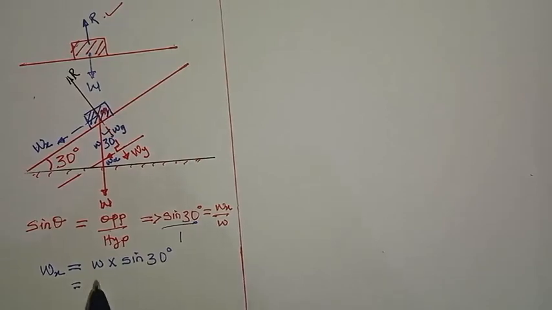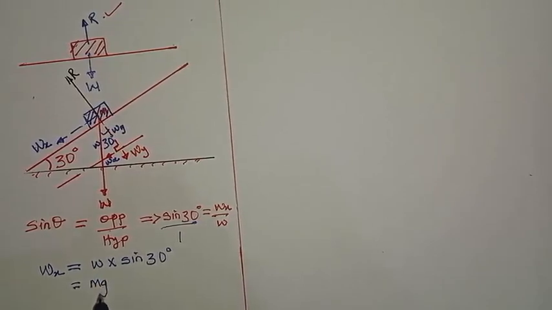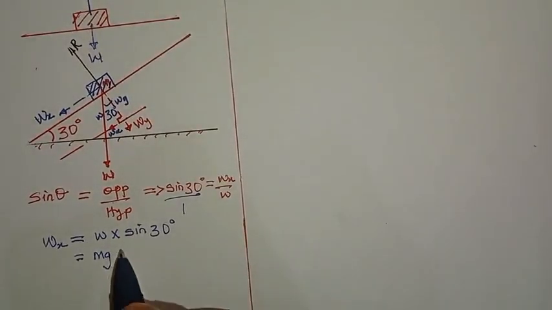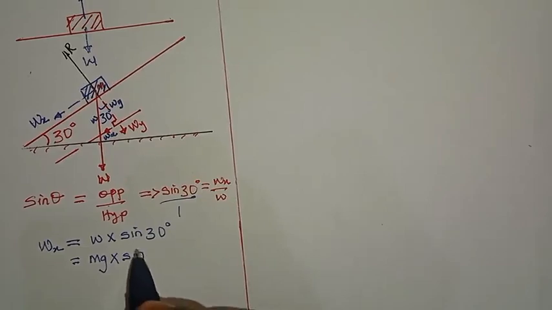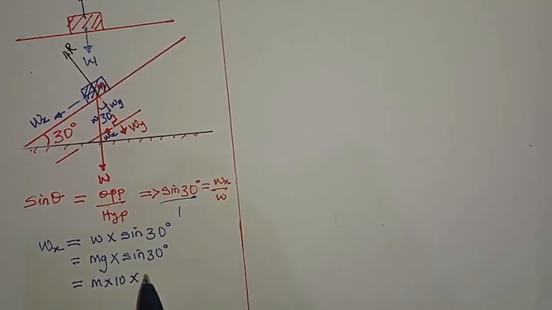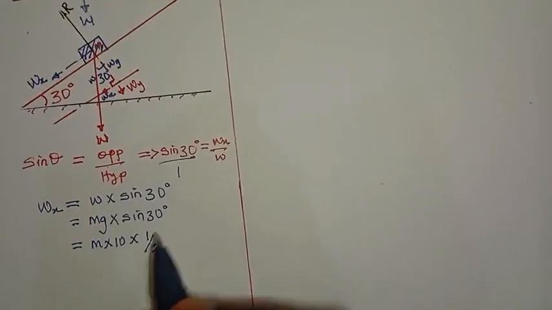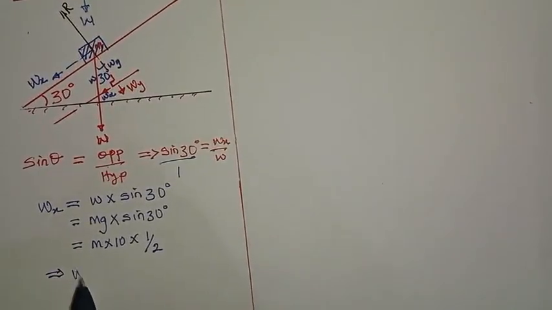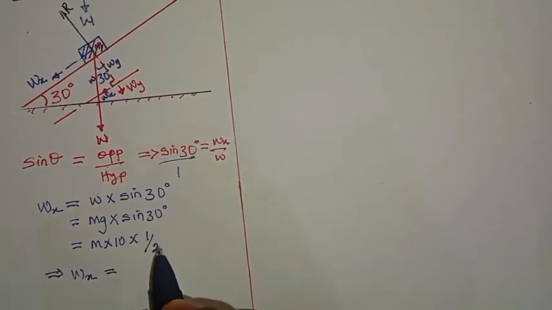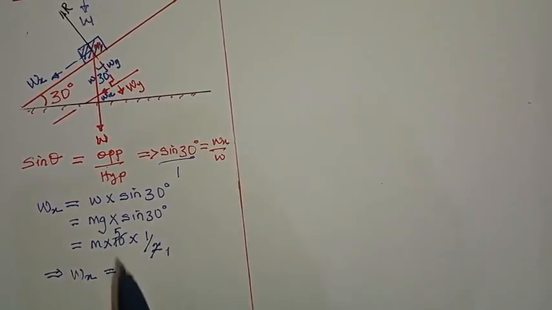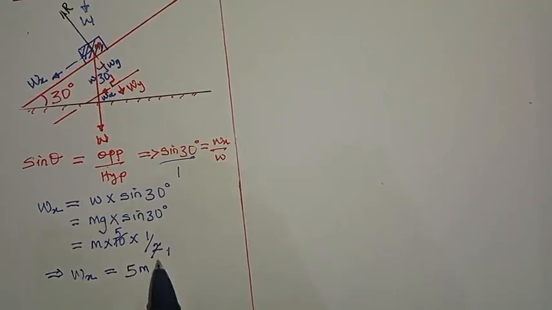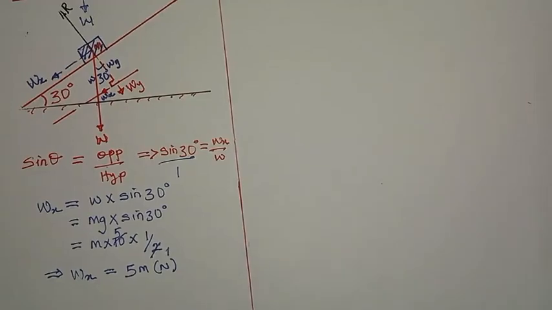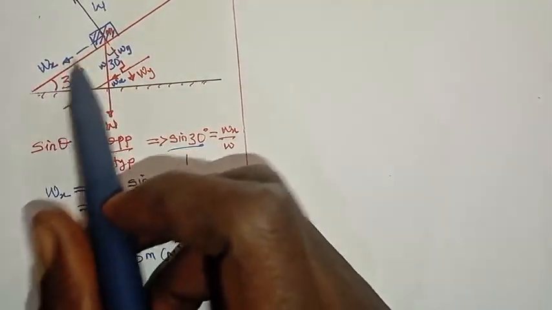So W in terms of mass will become mass times acceleration due to gravity, mg, multiplied by sine 30 degrees. So that will be equal to m, and we're given g to be 10, multiplied by sine 30, which is simply 1 over 2. So this implies that WX is equal to 5m in Newtons. So this is the expression for the force acting on this body along the inclined plane.